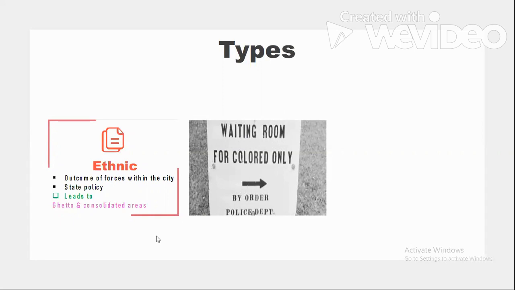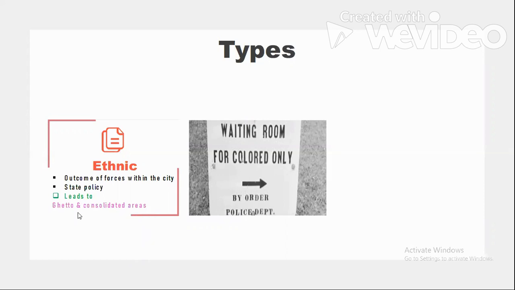Or for that matter, in various countries, like for example Pakistan, and various Muslim countries, you can see that there are various segregated areas, localities where only the minorities are meant to stay. So that is state policy. Now this leads to what? Ghettos and concentrated areas. In these areas, these segregated people will stay. Generally, the minorities will stay.